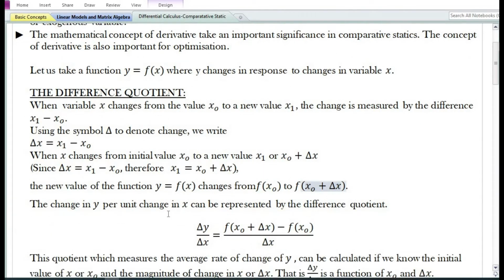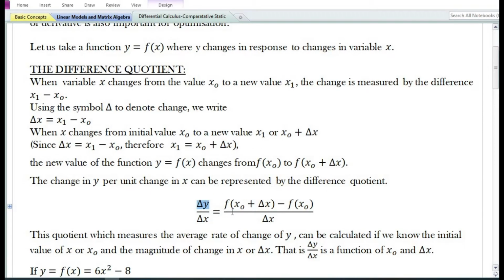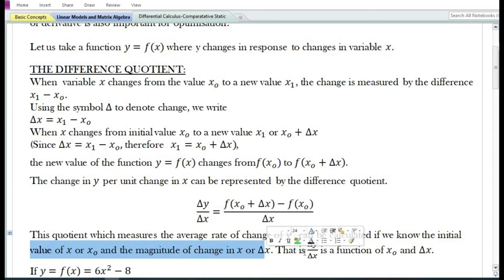The change in y per unit change in x can be represented by the difference quotient. Delta y, which is the change in y, is measured by the difference between the new value of y and the old value of y. Now this can be calculated if we know the initial value of x or x subscript 0 and the magnitude of change in x or delta x. That is, delta y by delta x is a function of x subscript 0 and delta x.